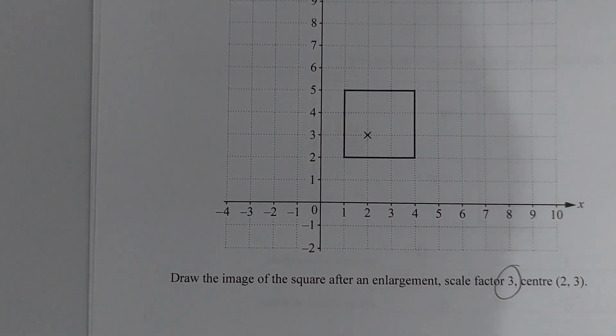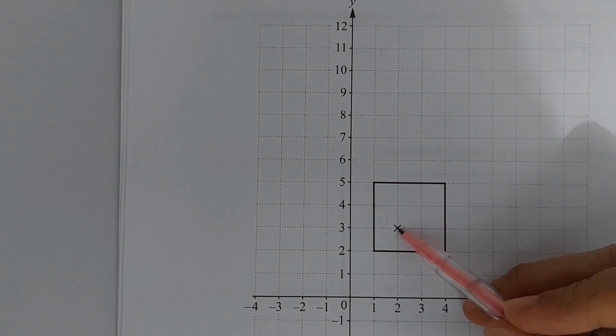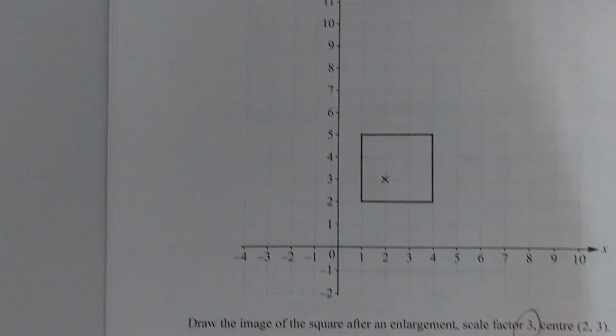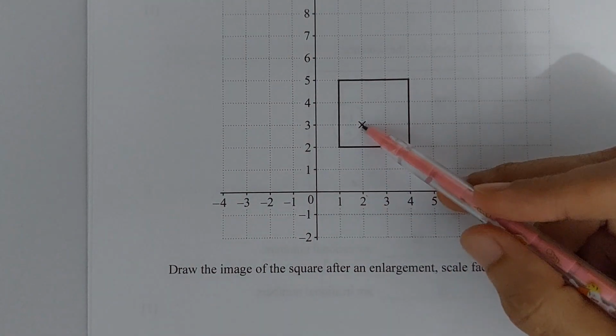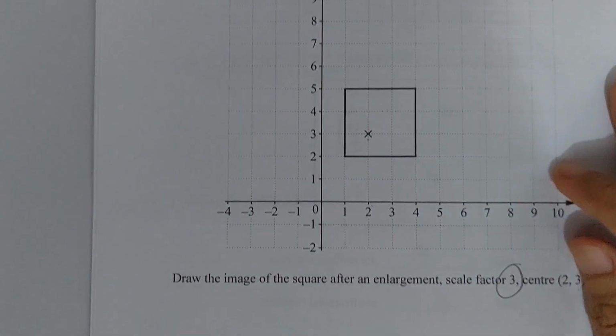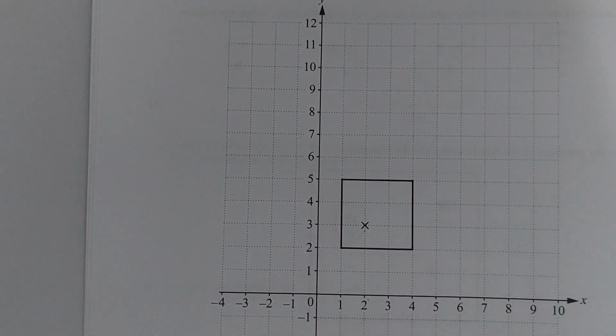Now, the center of the enlargement is already shown here, 2,3, correct? This one, the center is 2,3, 2 on the x and 3 on the y. Yeah, so I will show it to here. And then the scale factor is 3. So how to do that?